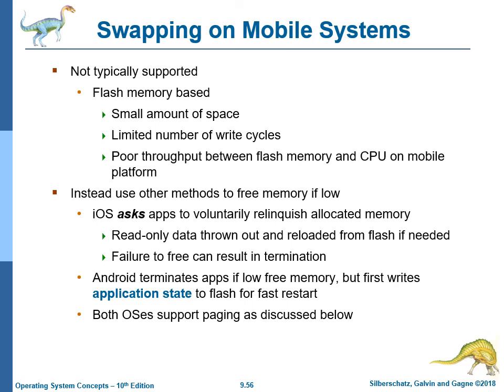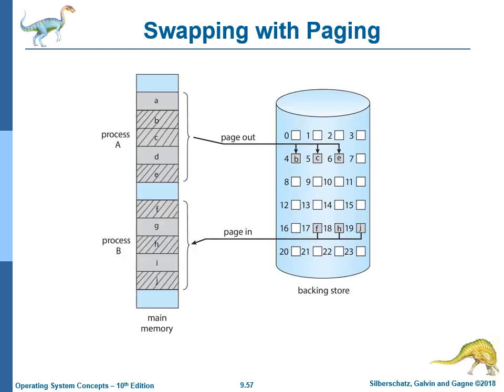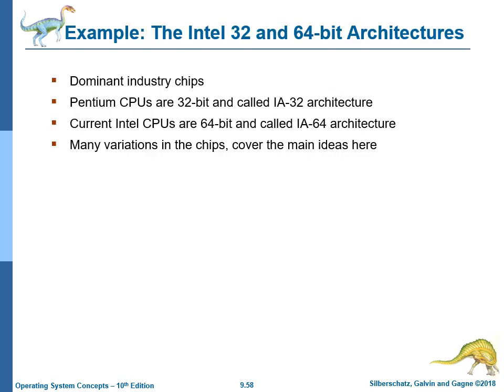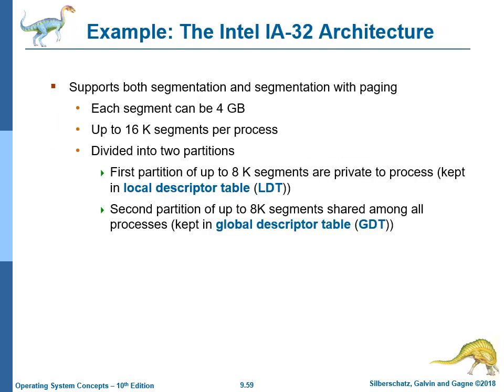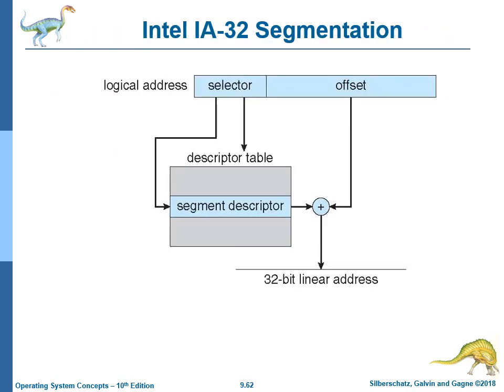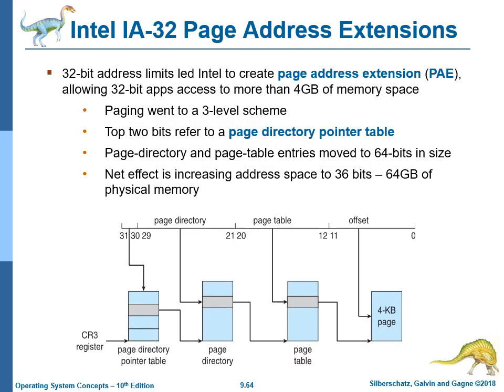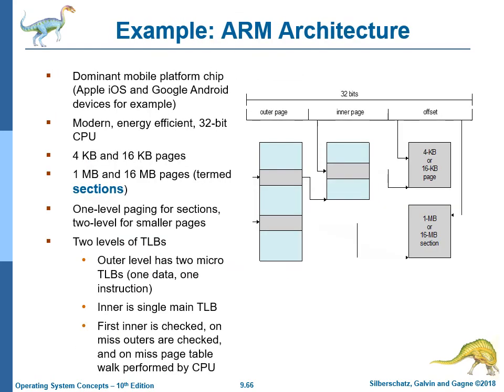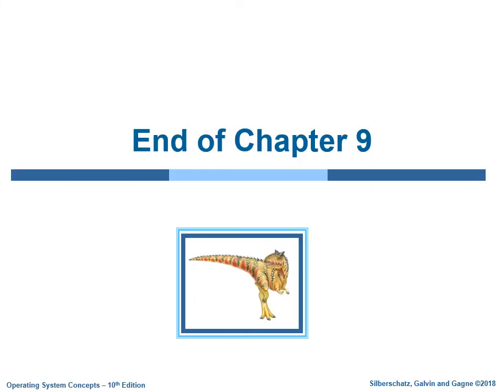Okay, this is how swapping works in a mobile system. This is swapping with paging, so it uses the swapping technique within the paging method. This is the architecture. So how do you translate? Earlier it was paging, right? In this example it uses paging. Alright, so that's all.